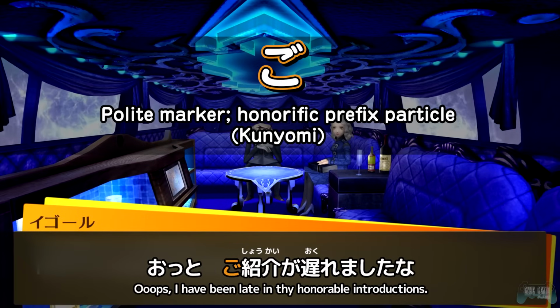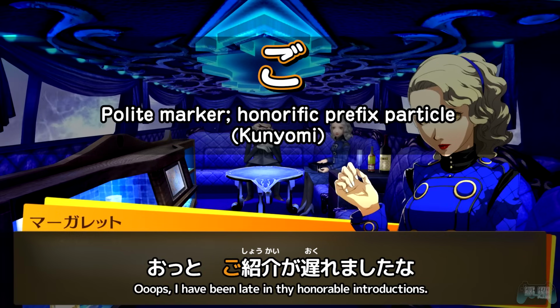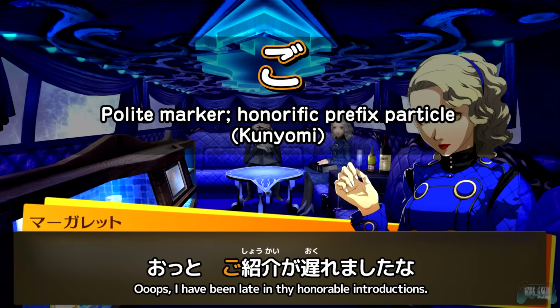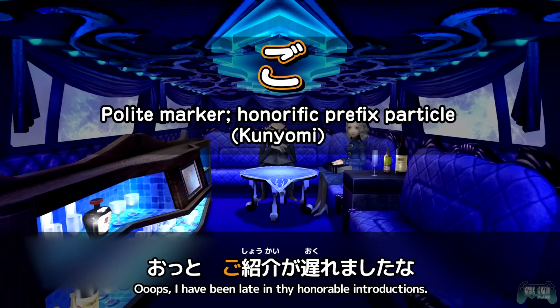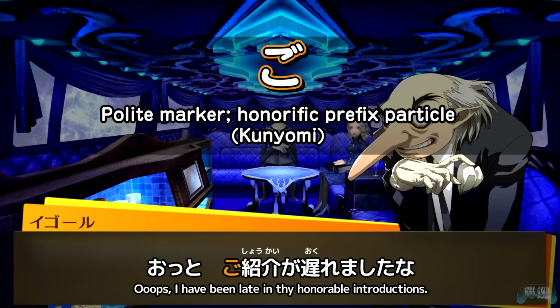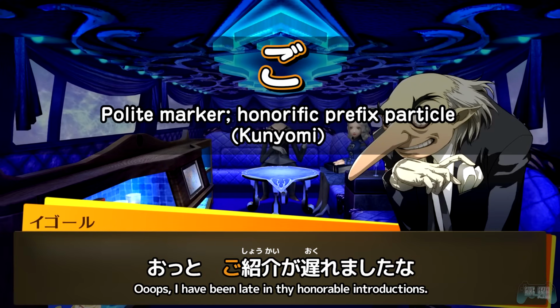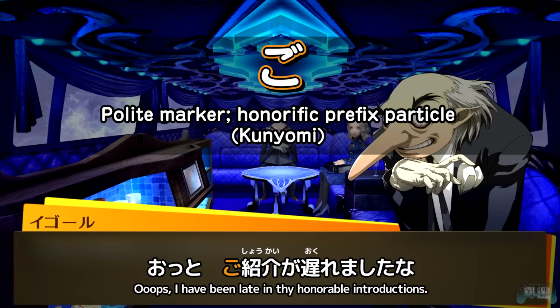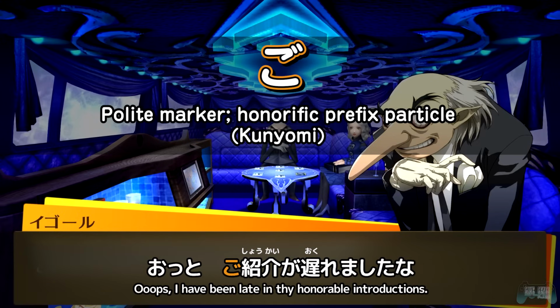Igor speaks in a very formal manner, and so it's appropriate that he uses go in front of shokai for introduction, to mean in a way something like thy honorable introduction. So he makes the action of introducing more respectful and honorific by adding go before it.